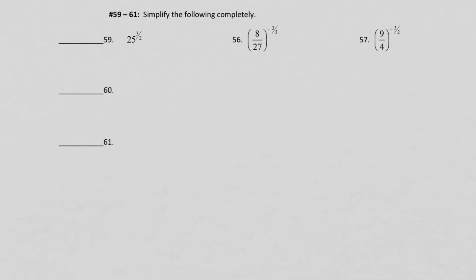Okay, we have a fractional exponent. The denominator is the index, so I'm going to square root 25 and get 5. And now I took care of this, so all we have is a 3 left. 5 cubed is 125.